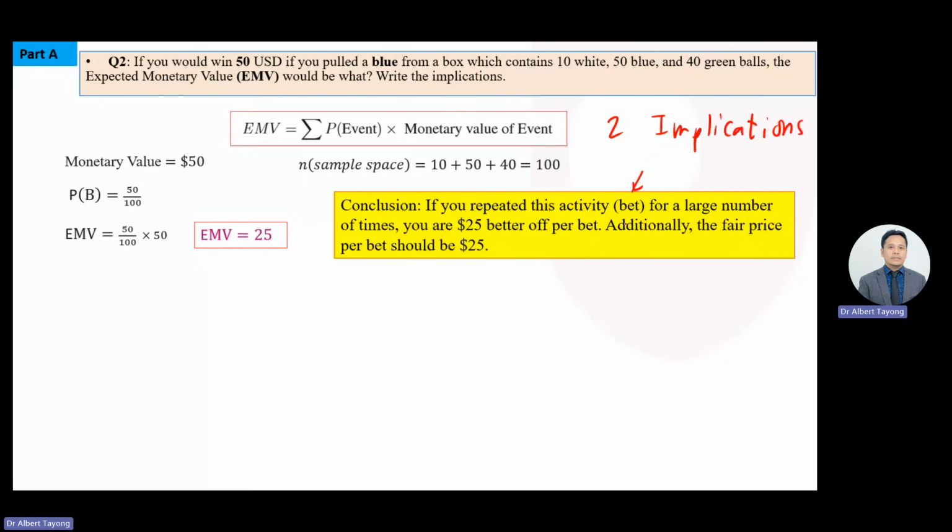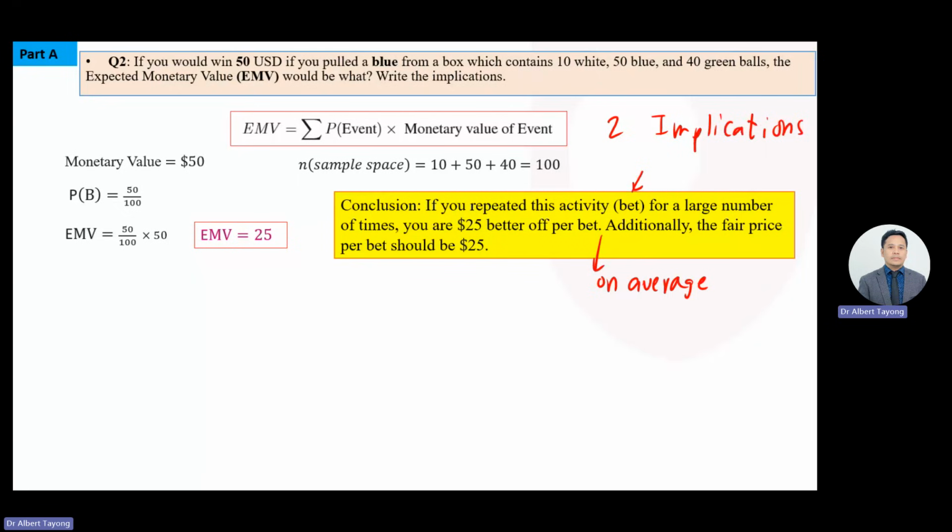So if you repeated this activity or bet for a large number of times, you are $25 better off per bet on average. So we need to add these words here. So on average, you're going to get $25 per game. That is the first implication, if you're going to repeat this activity a large number of times.